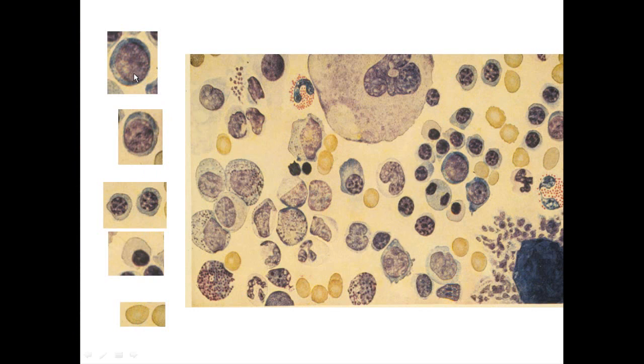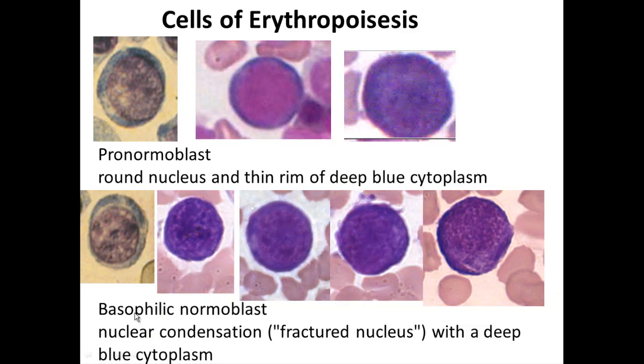And the most immature one is a large cell, deep blue cytoplasm. You continue with the next one to have deep blue cytoplasm, but a kind of fractured face, a further fractured face as the nucleus is going to deteriorate from this, and you have blue and gray, then mostly gray, and then finally you have the red blood cell produced.